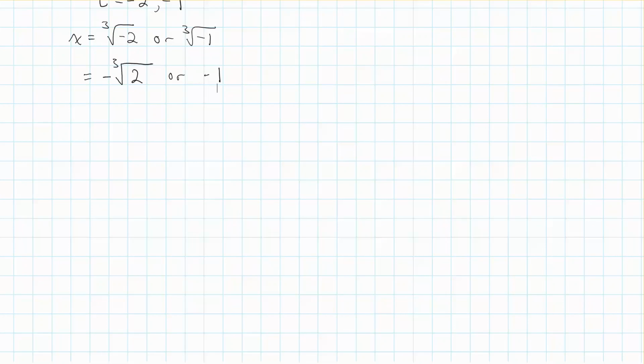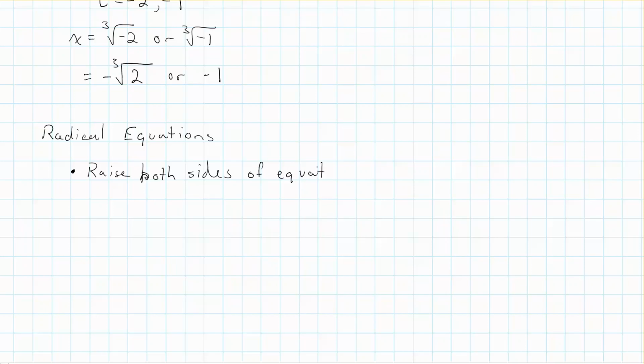The next one we're going to look at here are radical equations. We want to solve for x, of course, but one thing we are going to be doing typically is we're going to raise both sides of an equation to the appropriate power to try and get rid of the radical.